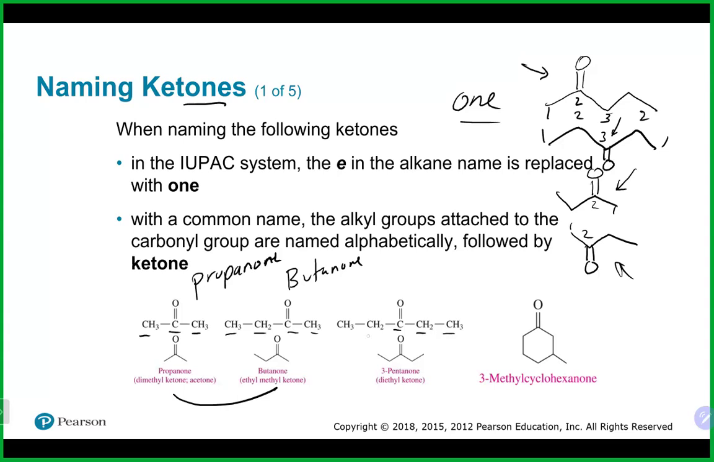1, 2, 3, 4, 5. That is pentanone, O-N-E. The double bonded carbon oxygen, 1, 2, and 3. It really is 1, 2, and 3, no matter which way you go. That's going to be our 3-pentanone. By the way, what would this one be called then?